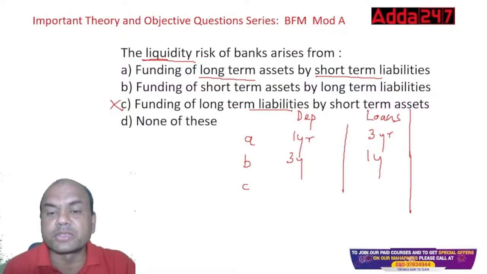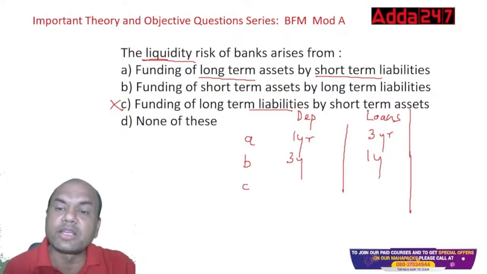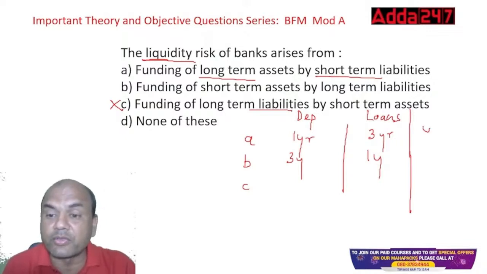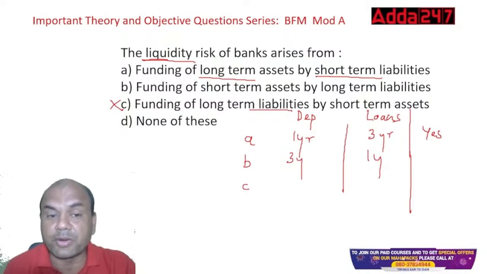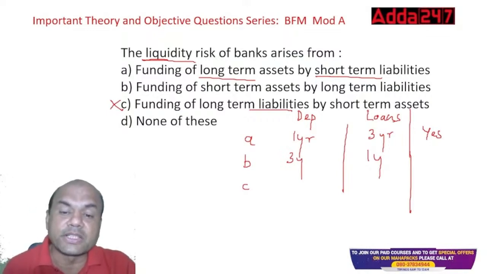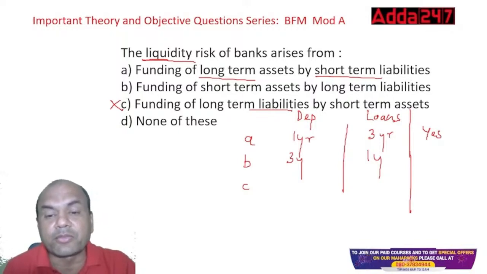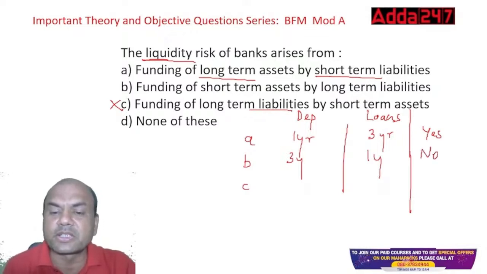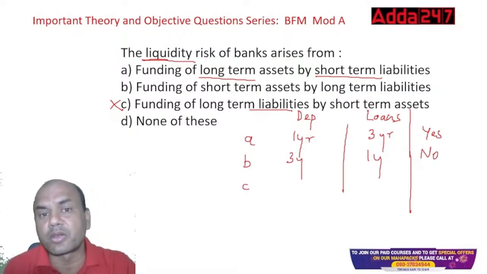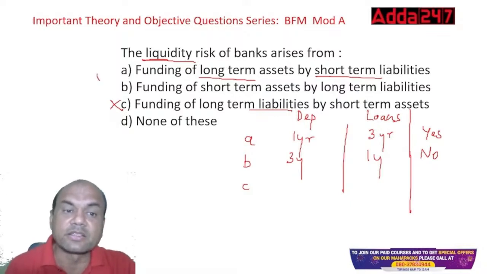In A, I have a 1-year deposit and I have given a 3-year loan. Will it create a problem for me? Yes. Because this person who deposited will come to me after 1 year, but the borrower will pay me after 3 years. What about B? If this person has given me a deposit of 3 years, the depositor will come after 3 years, but the borrower will pay me back after 1 year. So I won't have any liquidity problem, because whenever the depositor comes, I can repay. So the answer is A.